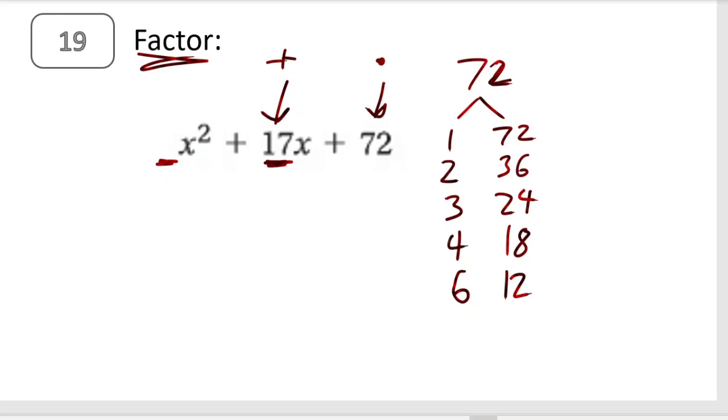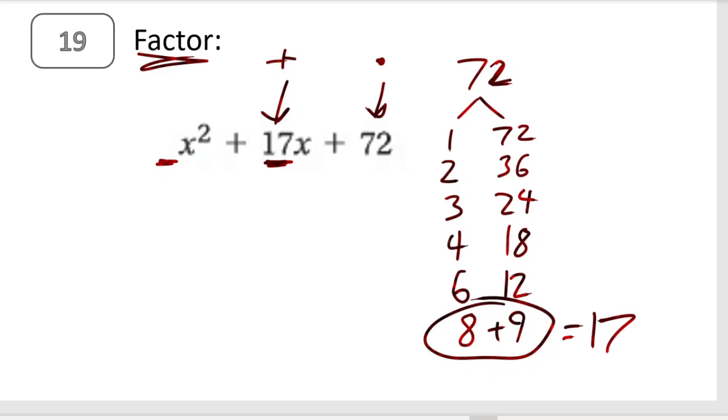72 divided by 7 is not going to work nicely. So we'll try 8. That should give us 9. And I think finally we have found our two numbers. 8 plus 9 equals 17, that middle number. And so those are the two numbers we're going to plug in to our pair of binomials.